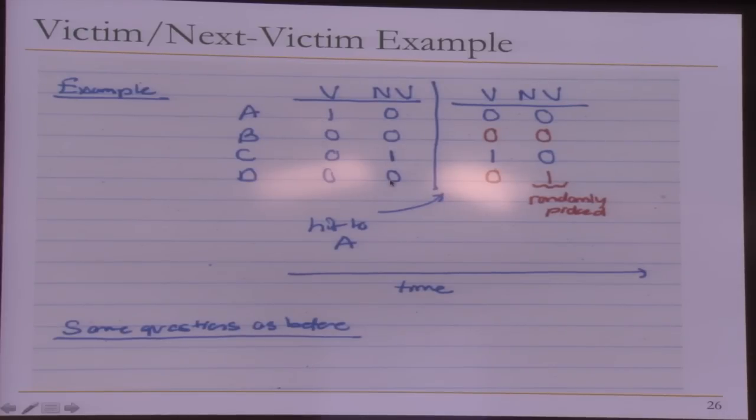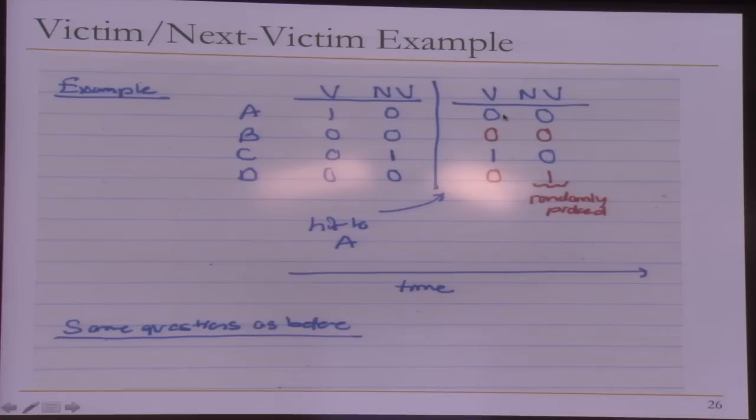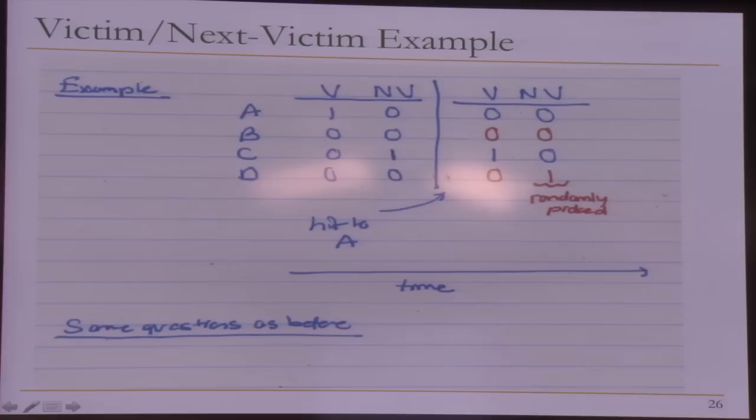And these are ordinary. When you get a hit to A, what happens is this becomes ordinary. It was the victim, but you're accessing it. So the victim, next victim bits for A are set to 0. B is still ordinary. C, which was the next victim, becomes the victim now. And D is randomly picked to be the next victim. Okay? You're basically picking from these ordinary blocks. One of them becomes the next victim.